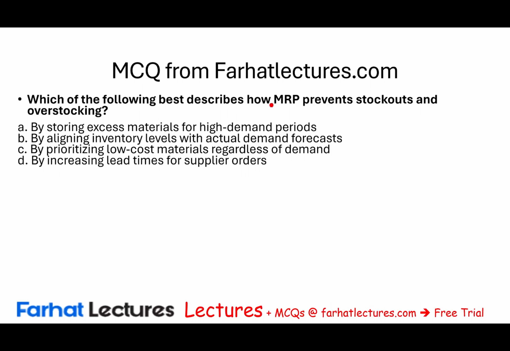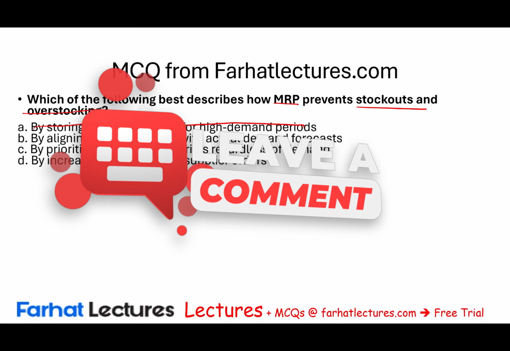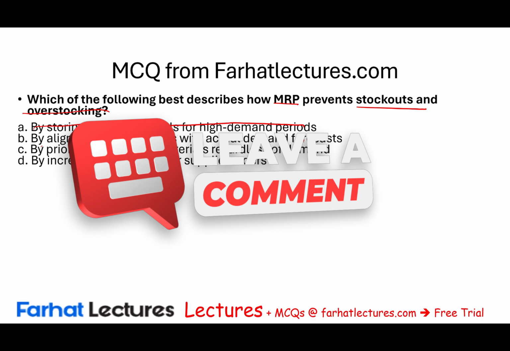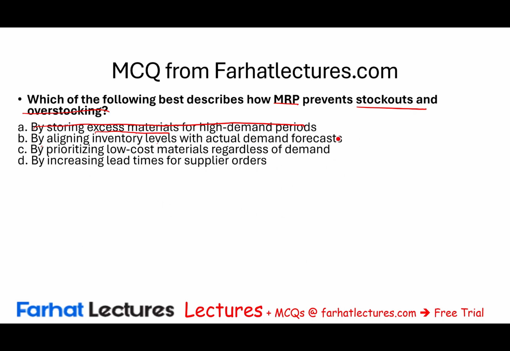Which of the following best describes how MRP prevents stockout and overstocking? A, by storing excess material for high demand periods? No, we don't want to have excess material. MRP does not help with that. The whole purpose of MRP is to have enough for the production. B, by aligning inventory level with actual demand forecast? I would say yes. This is what I just said. Your inventory level for the raw material is in sync with the actual demand. Between A and B, I can take out A, keep B.